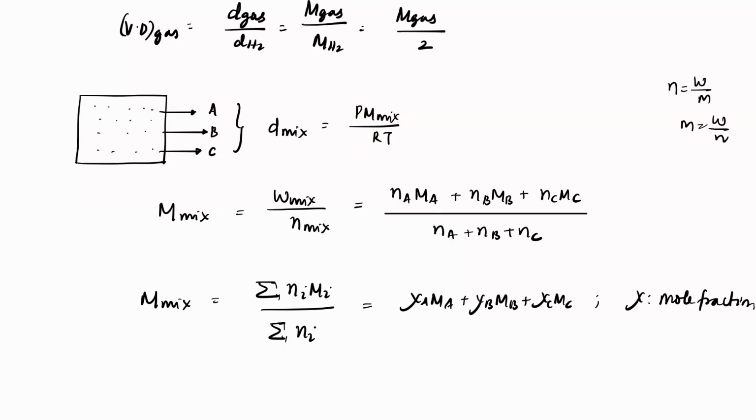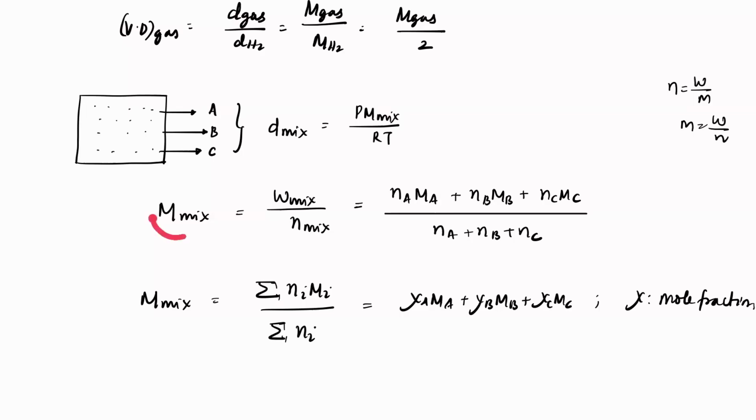Now the challenging part is how to calculate the molar mass of the mixture. See, the molar mass of a mixture of gases can always be written as the weight of the mixture of gases divided by the number of moles of the mixture of gases. Why? We know the formula that number of moles is weight by molar mass. So molar mass will simply be weight by number of moles. So we can use this term.